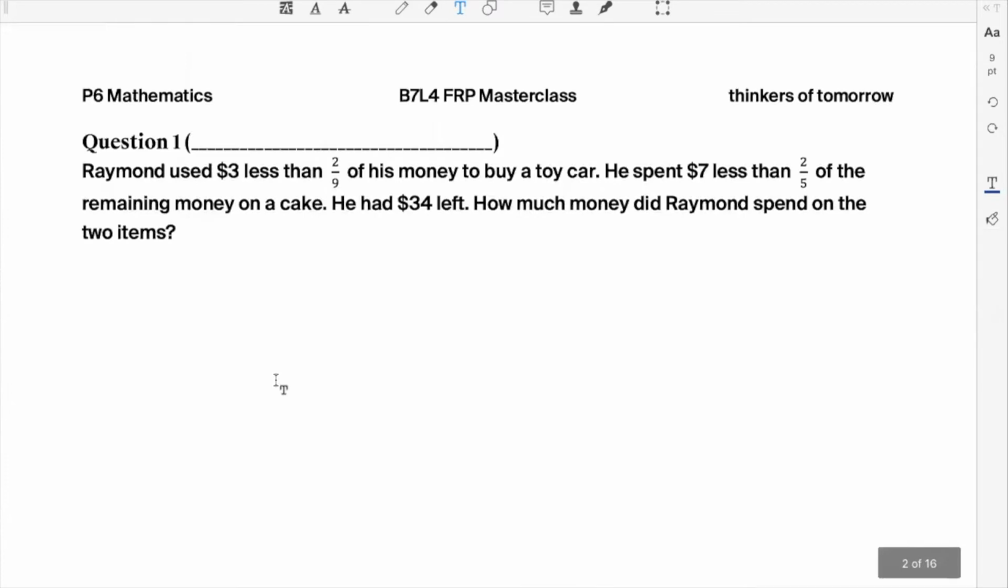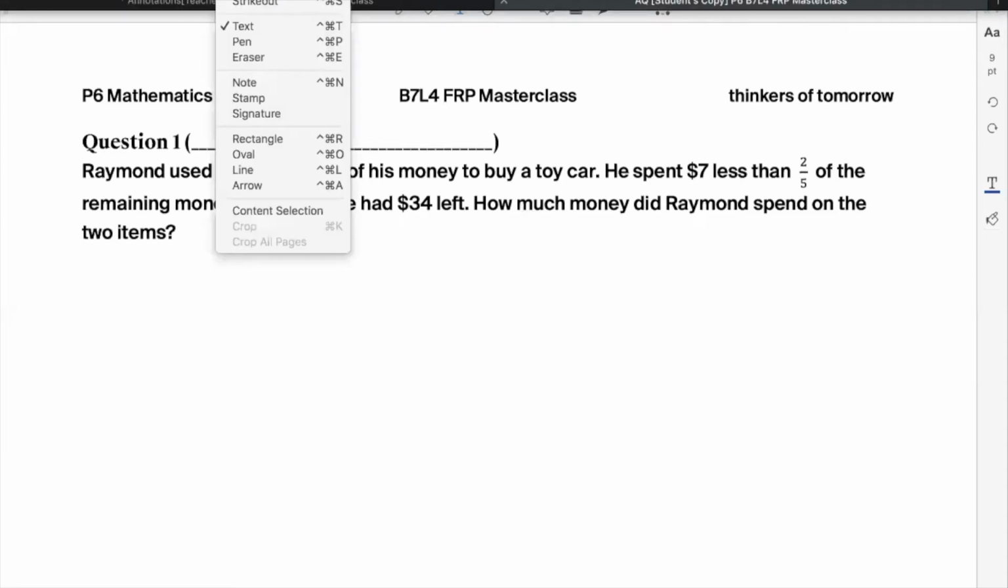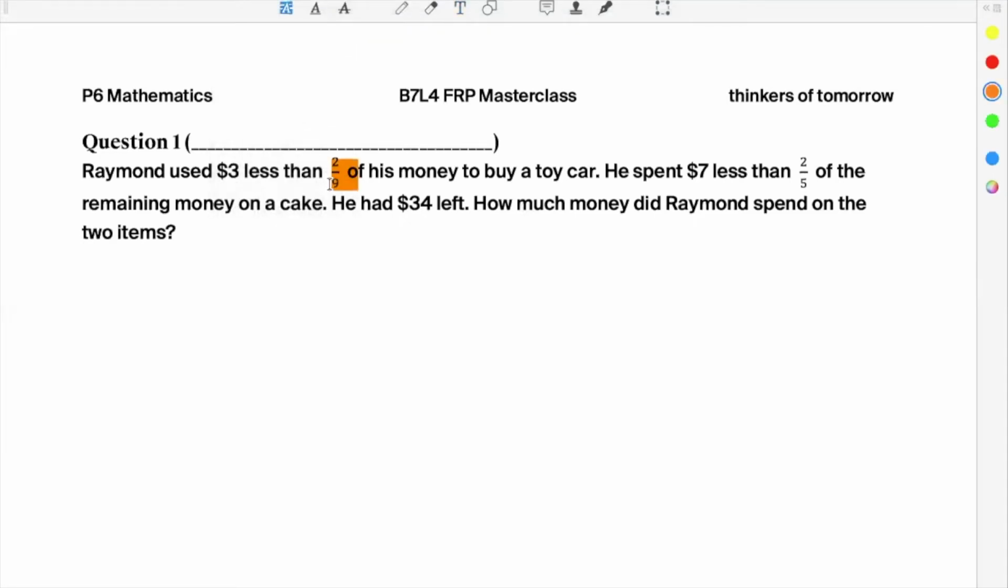Raymond used $3 less than 2/9 of his money. Okay, some students will ask me what the bracket is for. The bracket is for you guys to write down the question type. Now, initially when I first taught this question type, a common mistake is that when they see two fractions, they like to make the 9 and 5 the same, or the denominator the same, right?